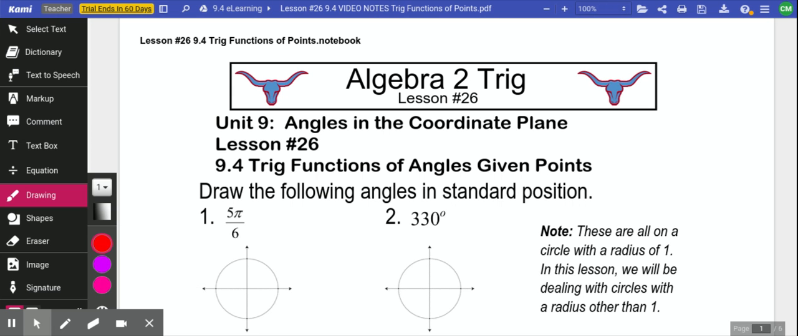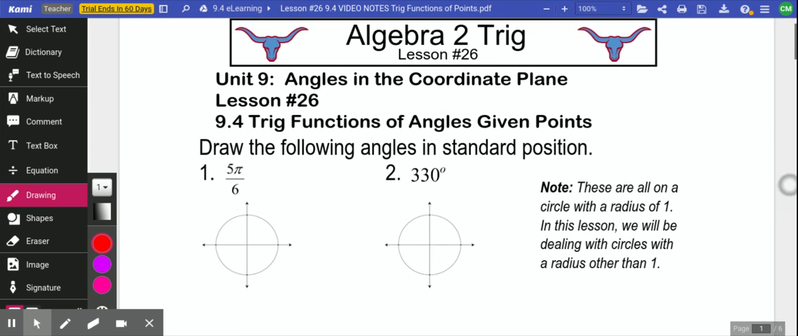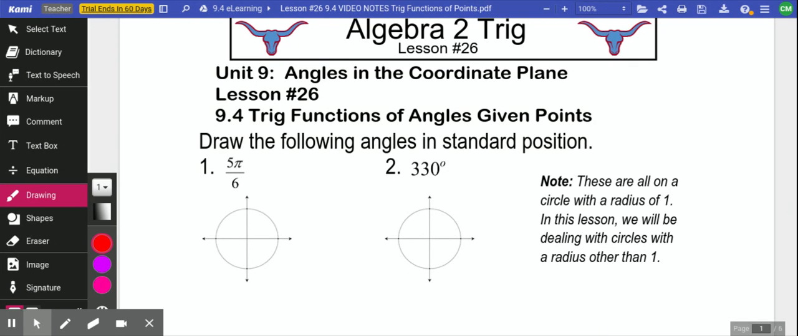Algebra 2 Trig. We are now on lesson 26. Oh my goodness. All right, so we are continuing with trig functions. We are talking about angles. But now we're going to get out of a unit circle, meaning the radius is 1. But let's review what we were doing.